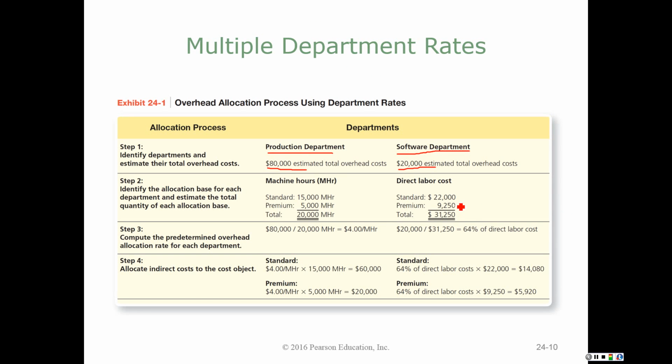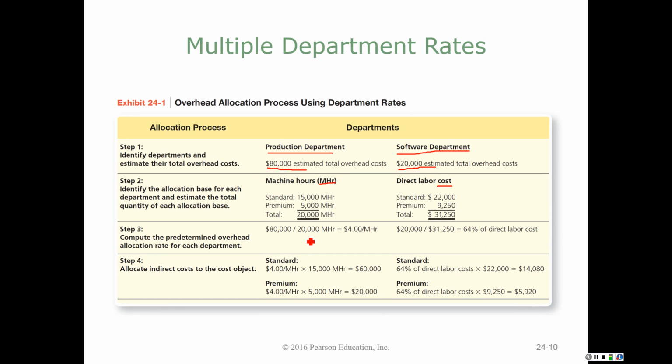And then we've decided that machine hours is driving overhead in the production department, and direct labor cost is driving overhead in the software department. So let's take a look at how many machine hours are taking place. How many do we estimate to take place? And we've estimated 15,000 machine hours for our standard units and 5,000 machine hours for our premium units. So we're estimating 20,000 total machine hours in the production department. In the software department, we have estimated that we will spend 22,000 in labor costs for the standard units and 9,250 in labor costs for the premium unit, for a total of 31,250.